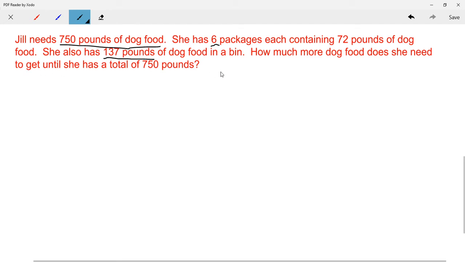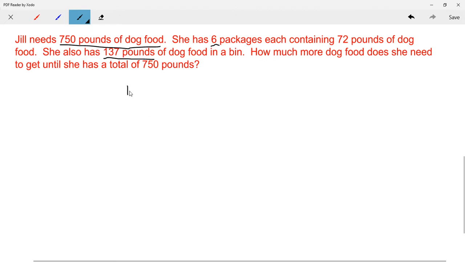So this seems like quite a few steps here. So we need to figure out how much she has now, and then we need to figure out the difference between that number and 750. So let's get to this. So how much does she have now?